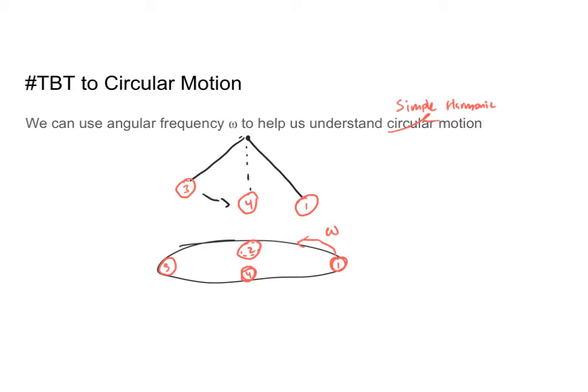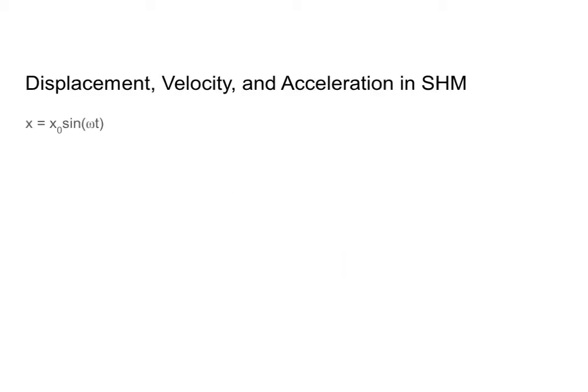So the reason I went through this whole rigmarole here is to help you guys see that we can use angular frequency to understand circular motion. Because defining our position, our velocity, and our acceleration in simple harmonic motion requires us to use that angular frequency. So here what we're doing is we're going to be connecting the angular frequency that we talked about in circular motion to some of the variables and some of the constants in our simple harmonic motion equations for the pendulum and the mass on the spring. So before I do that, I want to talk about displacement, velocity, and acceleration in simple harmonic motion.